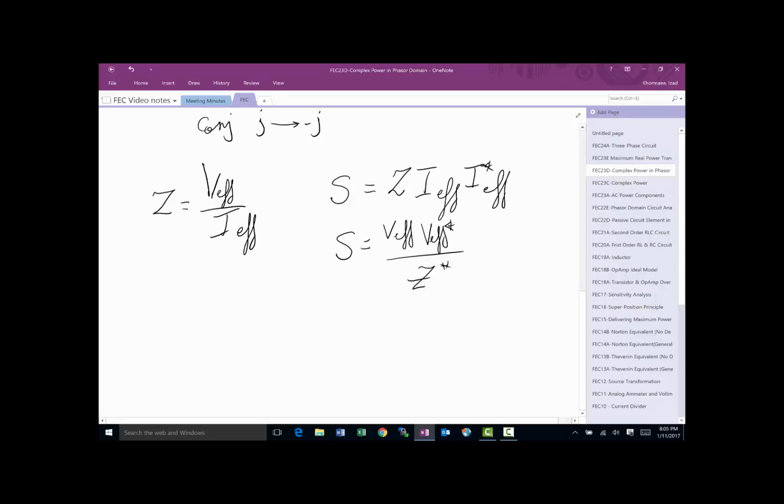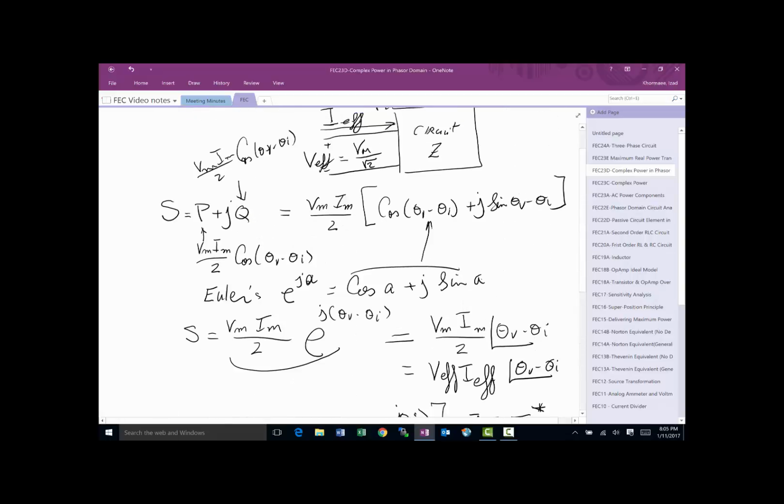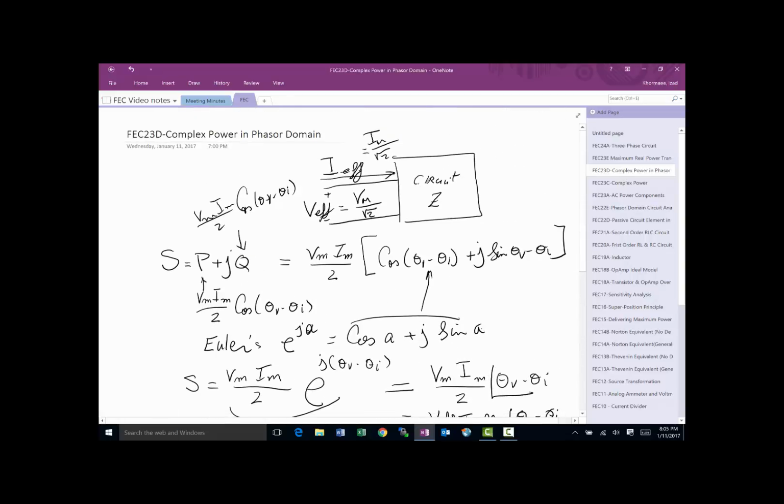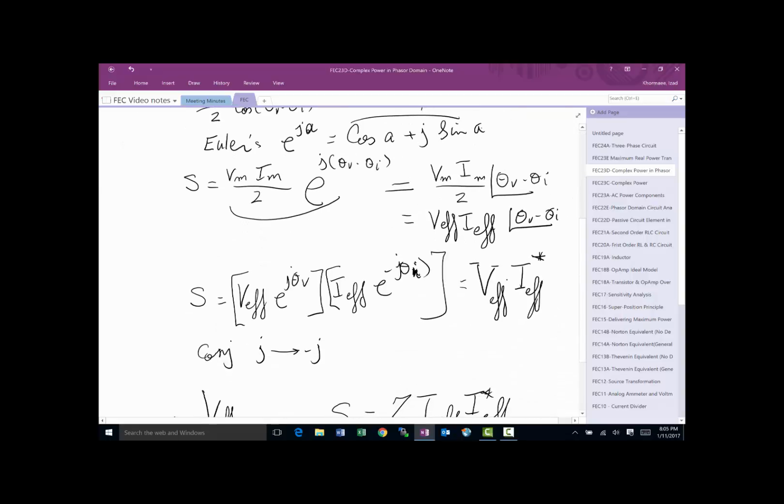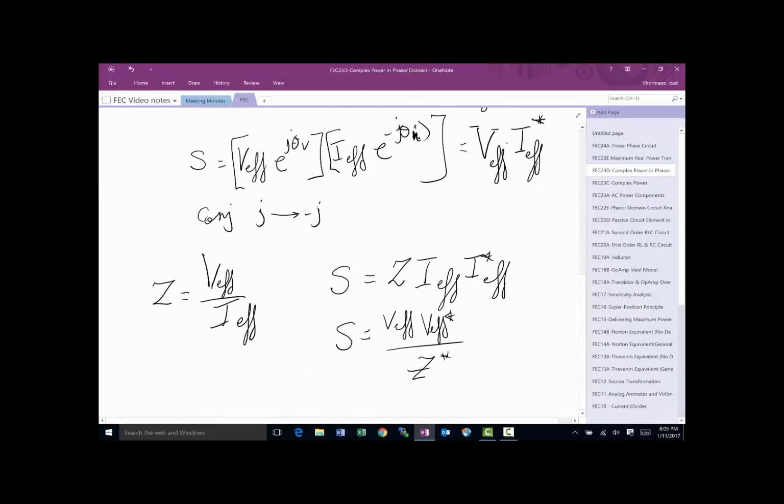Let's go back to the beginning. If you have a circuit, and you know the vector I effective and the vector V effective, and you know Z, you can calculate the power using one of these later equations that we derived. That brings us to the end of this video, relating complex power to phasor domain voltage, current, and impedance.